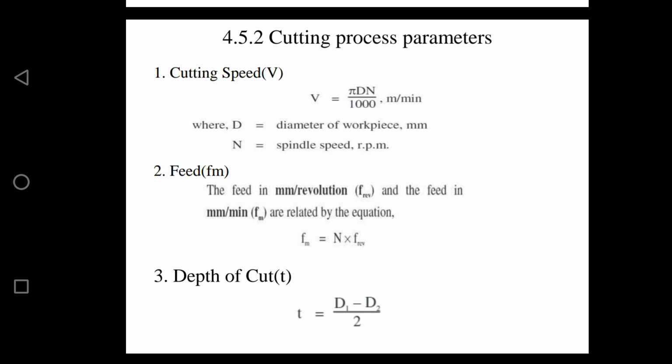Okay, so the depth of cut is measured by the formula T equal to (d1 - d2) / 2, where d1 is the diameter of the workpiece surface before machining, in mm, and d2 is the diameter of the workpiece surface after machining. So this is about depth of cut.